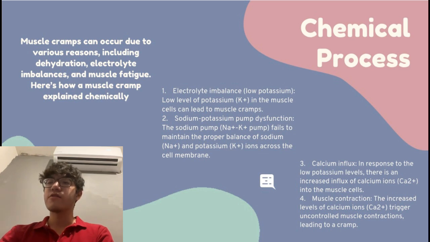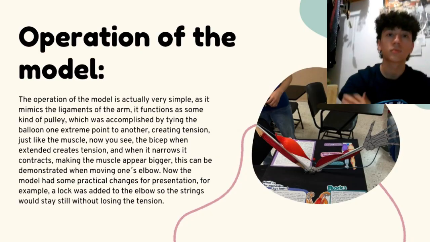The calcium influx. In response to the low potassium levels, there is an increased influx of calcium ions into the muscle cells. And the muscle contraction. The increased levels of calcium ions trigger uncontrolled muscle contractions leading to a cramp. This chemical imbalance disrupts the normal functioning of muscle cells, leading to the involuntary and sustained contraction characteristic of muscle cramps.